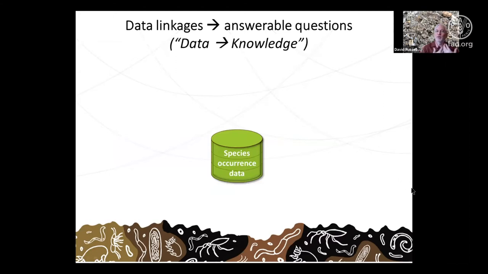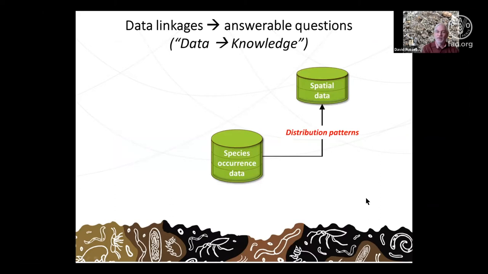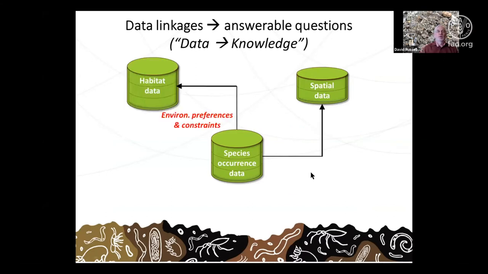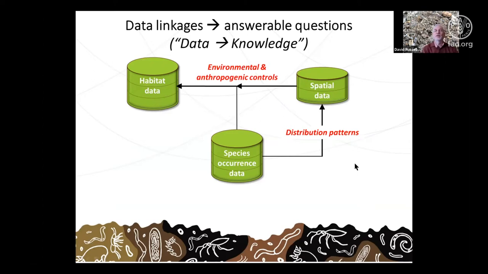We begin this, of course, always by looking at the observation data of soil biodiversity in the field. The idea is, linking this with the spatial data of the sites of occurrence, we can then observe distribution patterns. Linking the observation data with, say, the environmental metadata of the habitats of occurrence, we can look at the niche space of specific and general taxa. Combining all three, it is then possible to look at the environmental and anthropogenic controls of soil biodiversity patterns in their distribution, as well as to predict potential and future distributions.